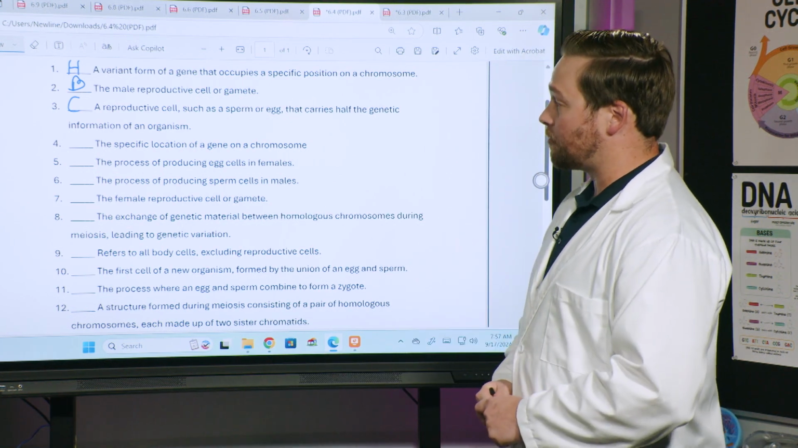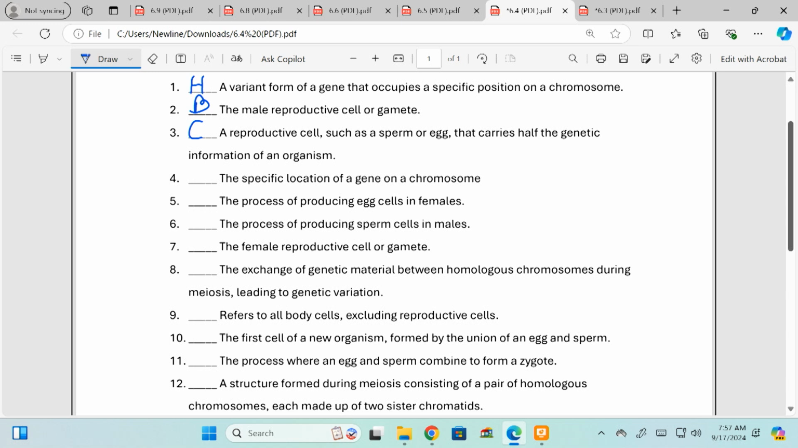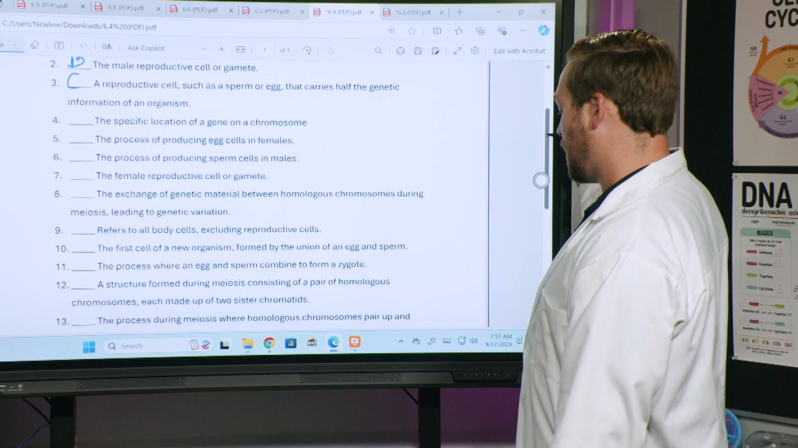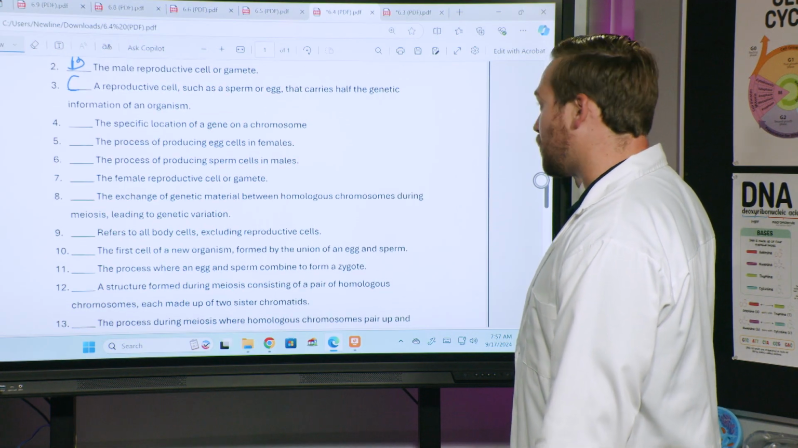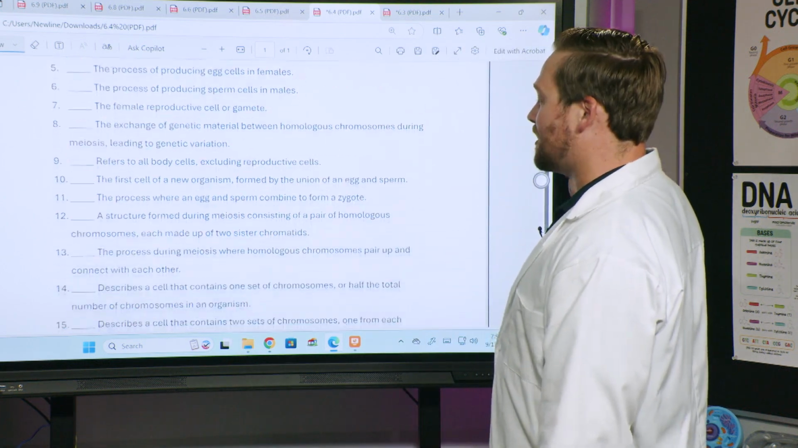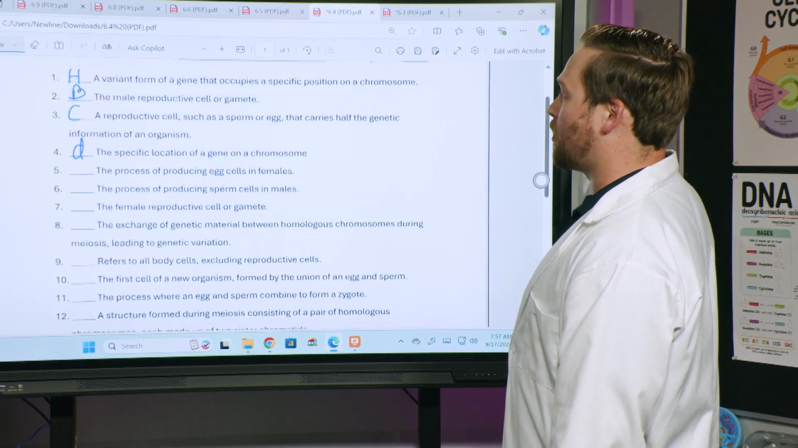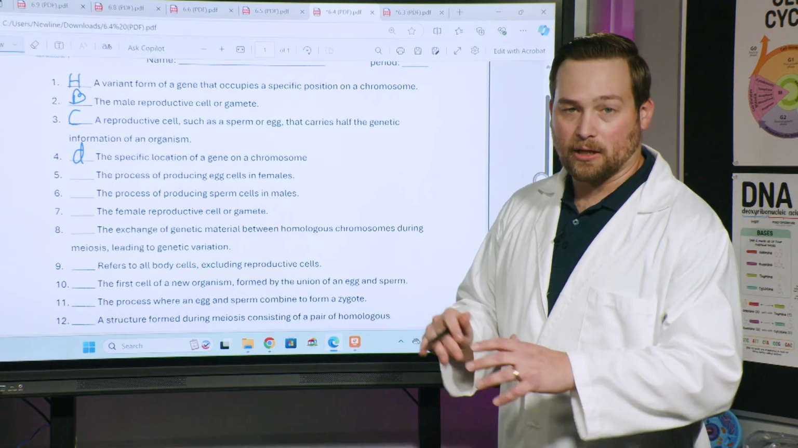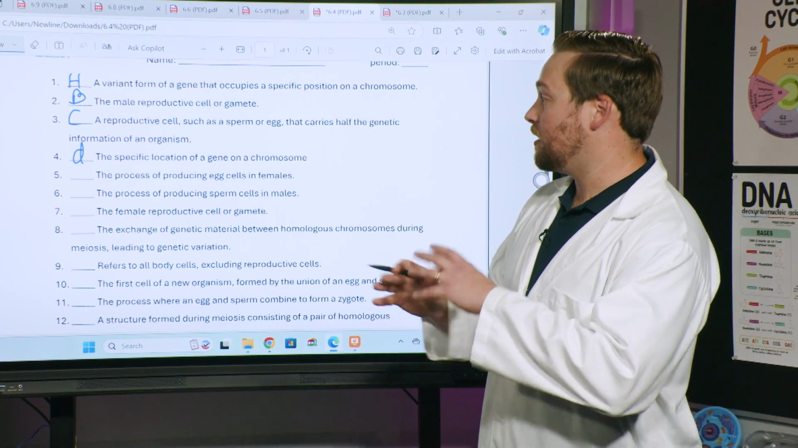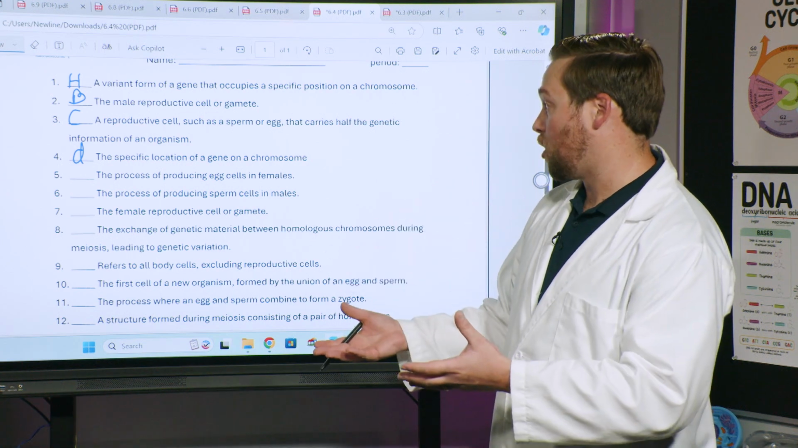All right, let's look at number 4. 4 says the specific location of a gene on a chromosome, okay? The specific location of a gene on a chromosome. What is that called? Okay, so for number 4, I think we should go with letter D. And letter D is gene locus, okay? So locus, it kind of sounds like location, okay? So the location of a gene is known as its locus. Where is it on the chromosome?